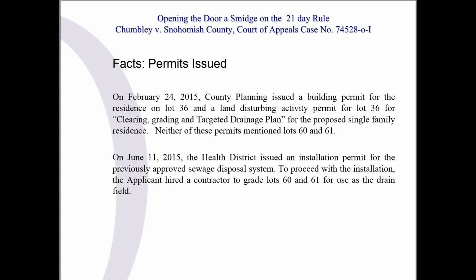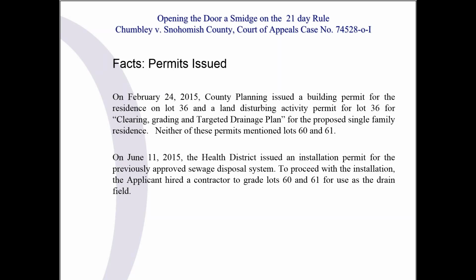Chumbley, as I mentioned before, dealt with a situation where a city issued a building permit for a house that involved off-site drainage improvements for a septic system. The building permit application mentioned there were going to be some off-site improvements, but there were no site plans or anything that identified the site plan improvements. There's nothing about design mentioned in the application. And that particular city also had a steep slope ordinance under the critical areas ordinance that would have required a separate critical areas permit for these off-site drainage improvements as well.